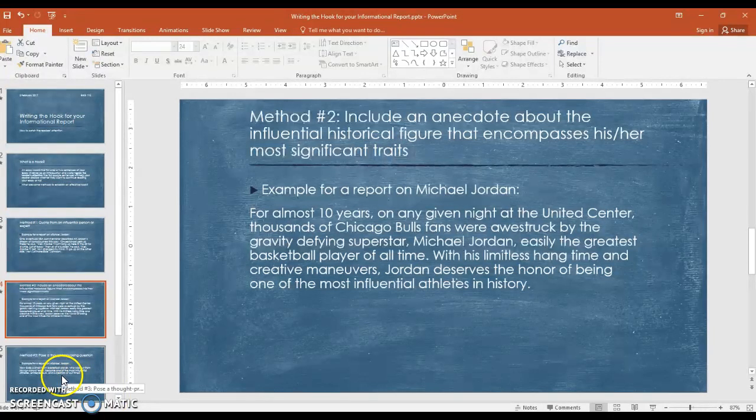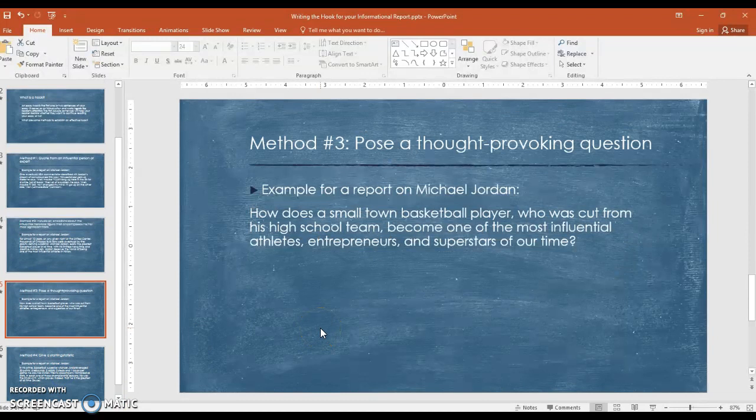All right, method number three, pose a thought-provoking question. Now, this one comes with a warning. A lot of times people don't know what to write for the hook, so they just put a question. Okay, who is Michael Jordan? That is not a thought-provoking question at all. So don't use this method as a cop-out for doing some critical thinking. If you decide to go with the question, make sure that it's a deep, thought-provoking, scholarly question.